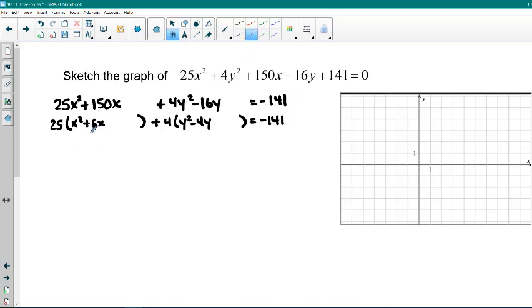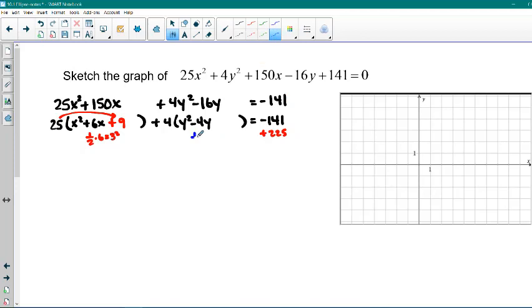So we complete the square. Half of 6 is 3. 3 squared is 9. So I am adding 9 inside this trinomial now. And what we have to remember though is that 25 is multiplying that 9. So what we really did was we added 9 times 25, which is 225. So I need to add 225 to the right hand side.